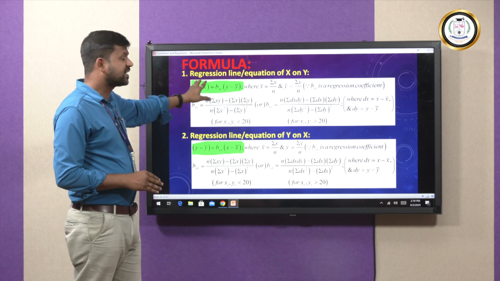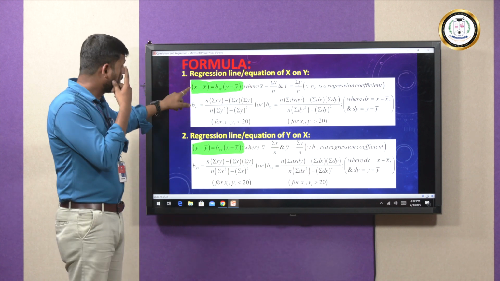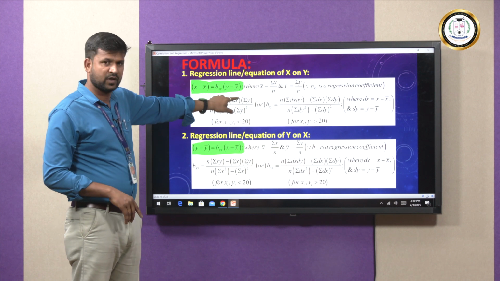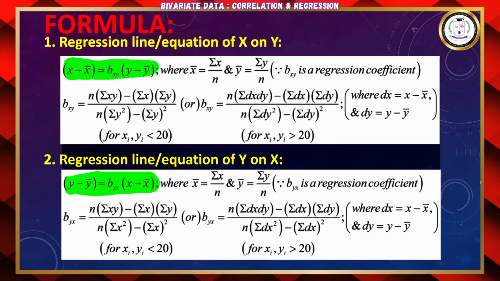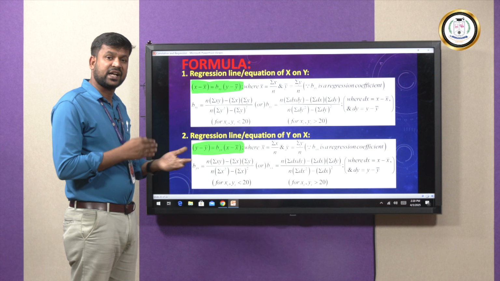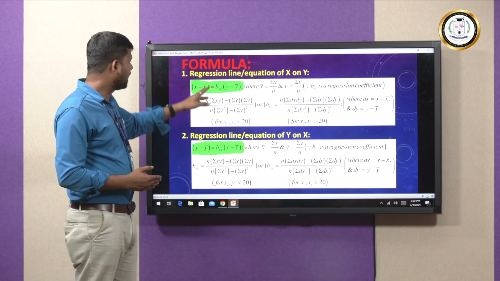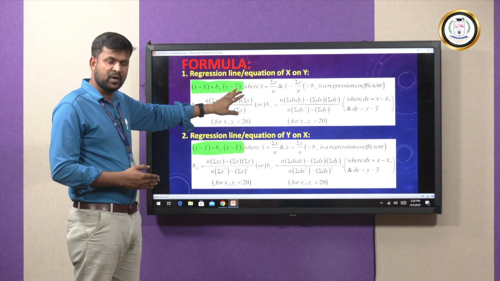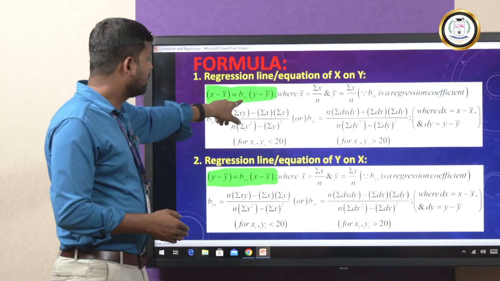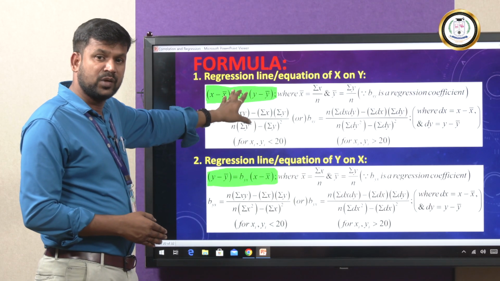Look at that, x on y has the formula x minus x bar equal to bxy into y minus y bar. In y on x, just opposite to this, y minus y bar equal to byx into x minus x bar. Here bxy and byx are the regression coefficients, and we know already that x bar and y bar are nothing but the mean of x and the mean of y. Here the most important thing is we need to find bxy.